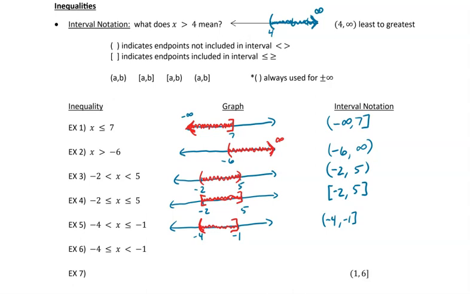All right, go ahead and try number 6 real quick. I'll give you a couple seconds. Pause the video if you need more time. All right, we are going to go ahead and show you the answer now. Still -4 to -1, just the -4 has a bracket now, and the -1 has parentheses.